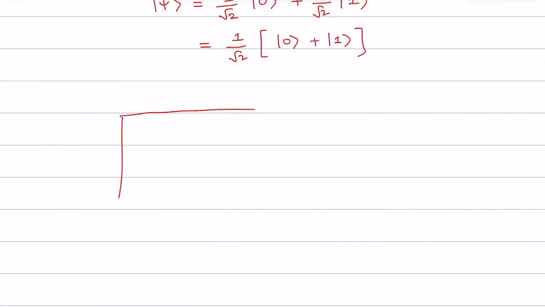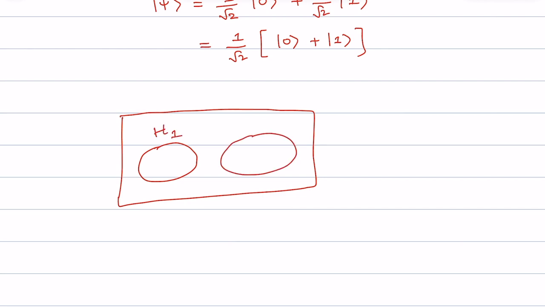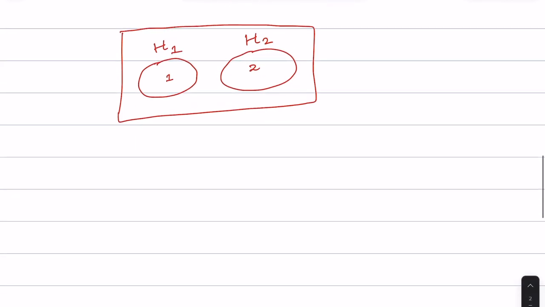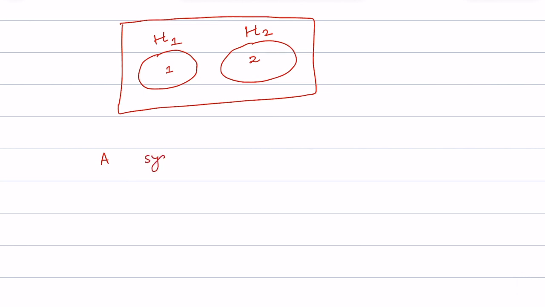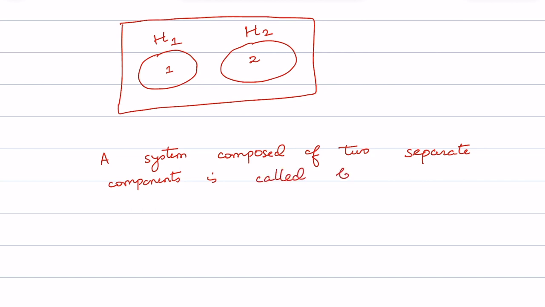So let us say we have a system having two components. One component is lying in the Hilbert space, say H1. Another component is lying in the Hilbert space H2. So this is component number one and this is component number two. A system composed of two separate components is called bipartite.